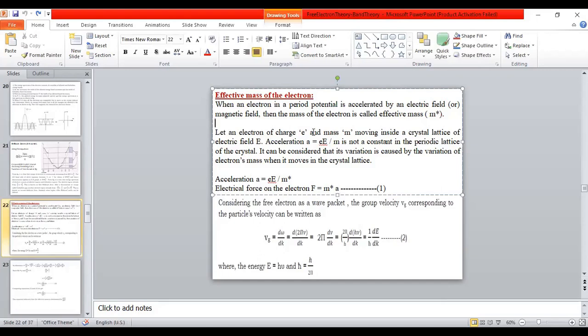Effective mass m star. Let an electron of charge e and mass m move inside a crystal lattice under an electric field E. The acceleration a = eE/m is not a constant in the periodic lattice of the crystal. It can be considered that its variation is caused by the variation of the electron's mass when it moves in the crystal lattice.